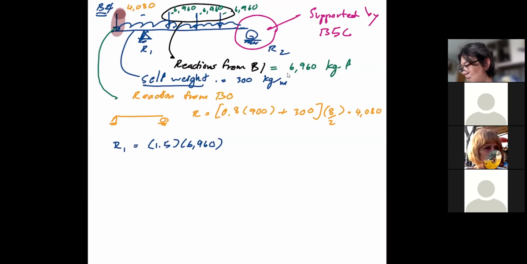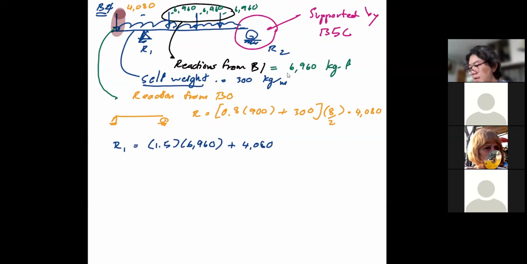If you don't follow this, fine, you don't have to do it. But for me, it's quicker. And then when I look at this 4080, sorry, it should not be the equal sign. It should be plus. The effect of 4080 on R1 is going to be greater than the load itself, right? Because you need to take a moment at R2, or you can try to see it with the ratio.